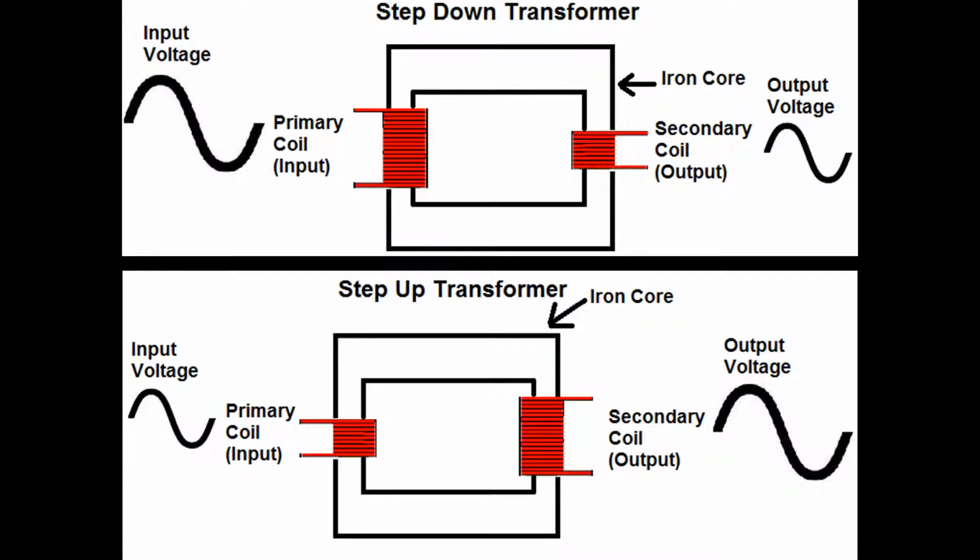On the bottom with the step-up, again, everything's set up the same except for your primary and secondary coils. Now your primary is smaller than your secondary, so that makes the output bigger than the input was.